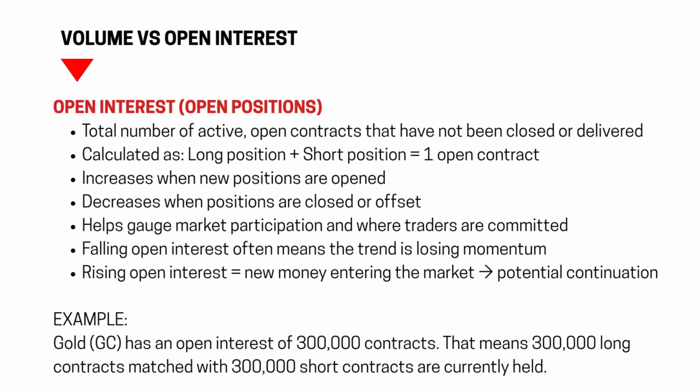Falling open interest often means the trend is losing momentum, and rising open interest, maybe new money entering the market, equals potential continuation of that trend. An example there: gold has open interest of 300,000 contracts. That means 300,000 long contracts matched with 300,000 short contracts which are currently held.